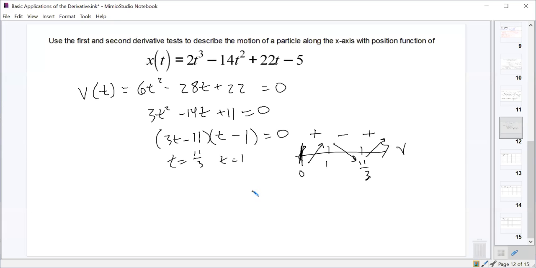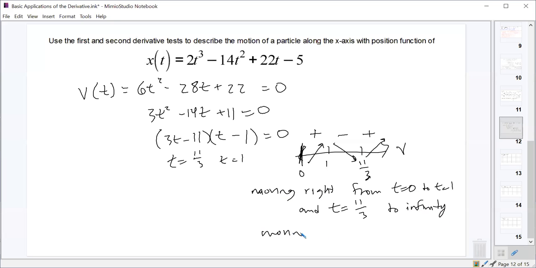So we could say that it is moving to the right from t equals 0 to t equals 1, and t equals 11 thirds to infinity. And we could say it's moving left from t equals 1 to t equals 11 thirds. Good or no?